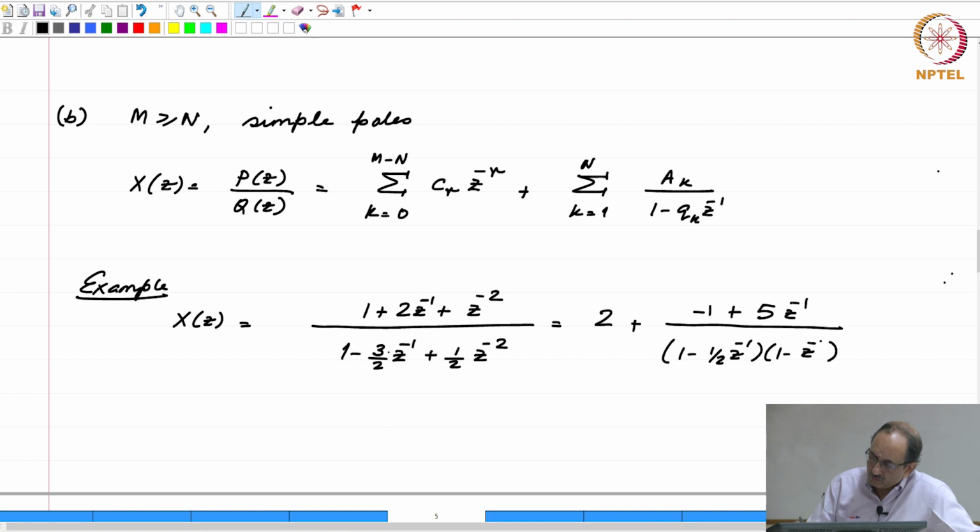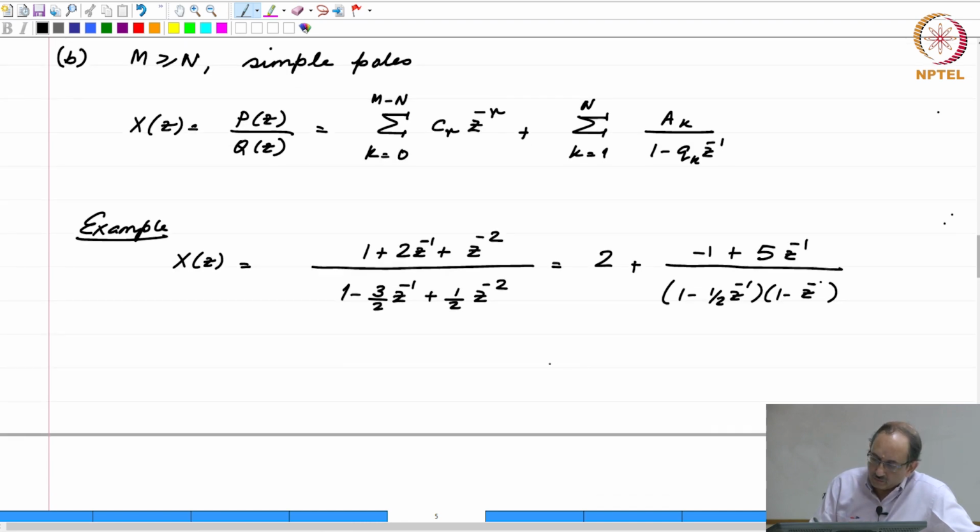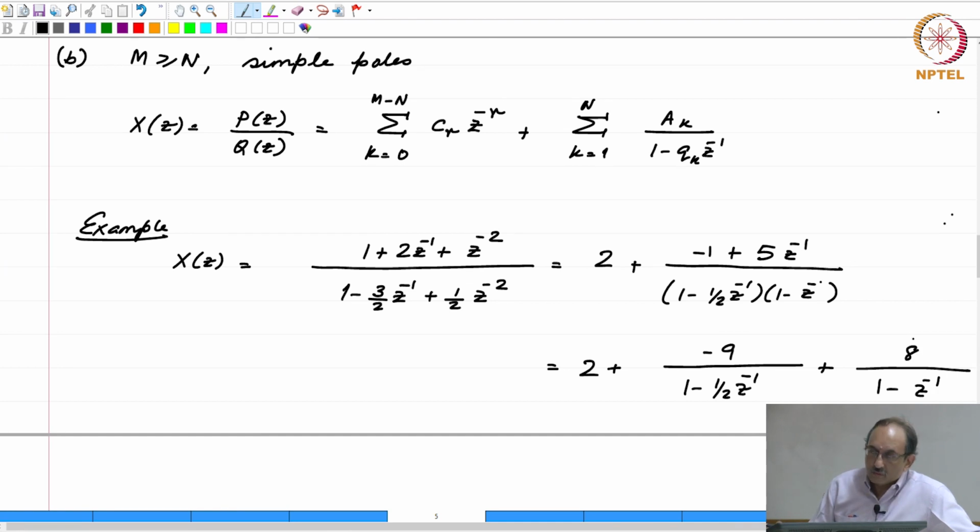This you can check, because if you multiply this 2 times 1, you will get 2 minus 1, that will give you 1, and 2 times minus 3 by 2 will give you minus 3 z inverse, minus 3 plus 5 z inverse will give you 2 z inverse, and this again has to be, so this turns out to be this.